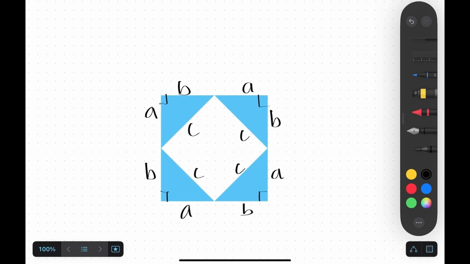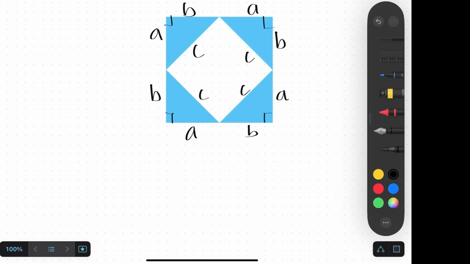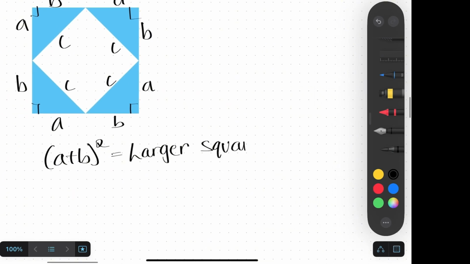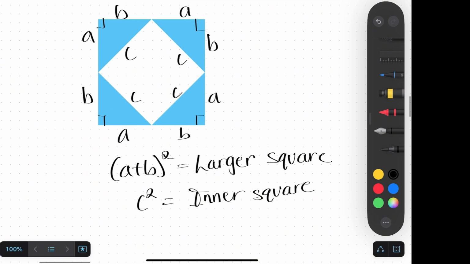Let us take a moment with the shape in front of us. We have two squares made up of the triangle we saw before. A plus B squared is the area of the larger square because its side lengths are A plus B. The inner square simply has an area of C squared. However, we can also get the area of the inner square by subtracting the area of the triangles from the area of the larger square.